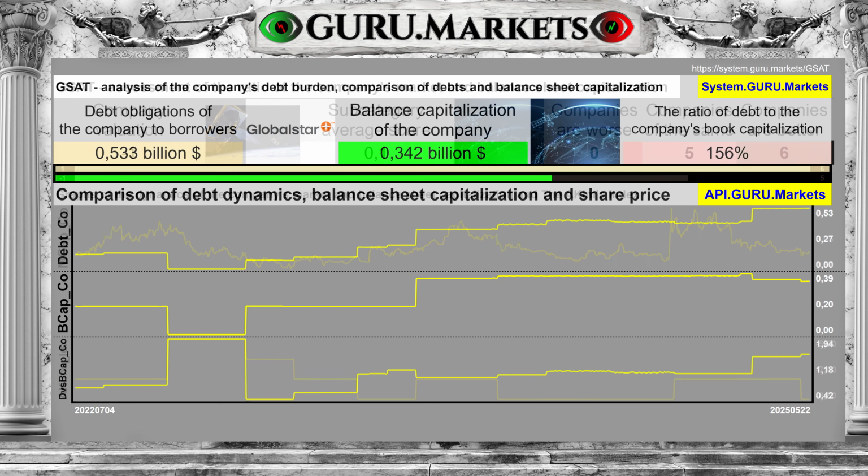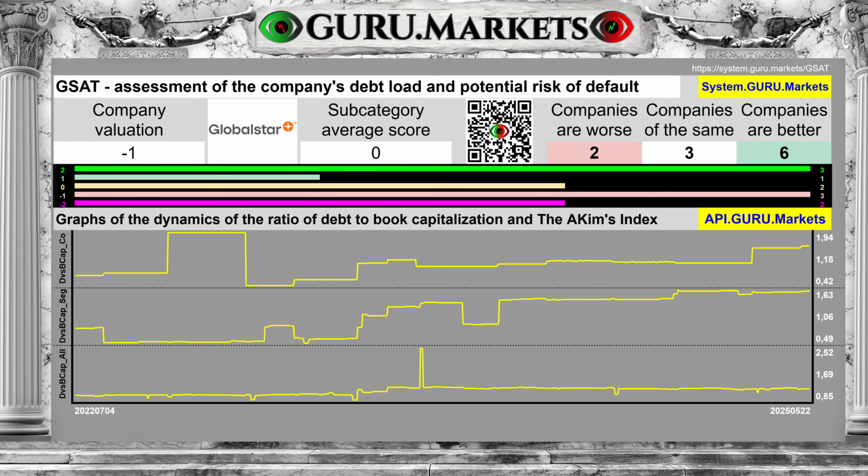The company under study has financial liabilities of $0.533 billion. Financial liabilities to book capitalization constitute 156.8% of the company's capital. The company's debt performance, bad, minus 1 point.